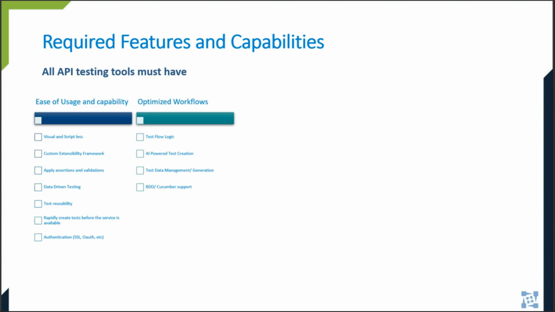Now, that's great. That's the basic stuff, but then you want to think about optimized workflows. Most organizations have thousands, if not tens of thousands of APIs. We want to build tests against all of those. And hand stitching tests one by one can be really challenging. So that reusability comes in, but you need to have optimized workflows so that you can build those things as quickly as possible and modify them for the new APIs. This is where things like test flow logic become important.